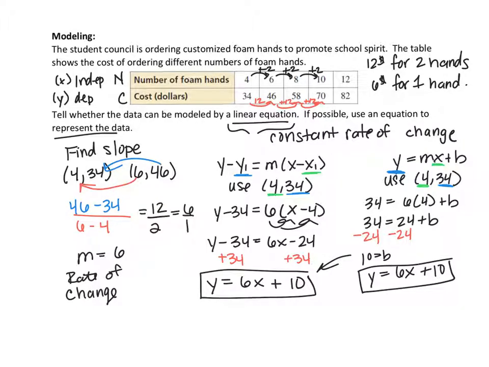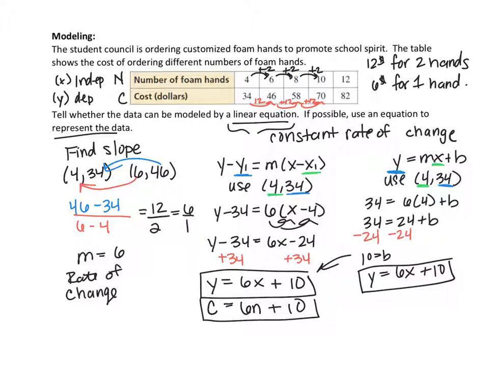And if you look in your book, this is an example from your book. The book writes the equation in terms of c and n. So y is really the cost, and x is really the number of hands that you buy, because they're $6 per hand. And then this plus 10. So let me give you a minute to talk to your group about what this equation means as it applies to the context of the problem.